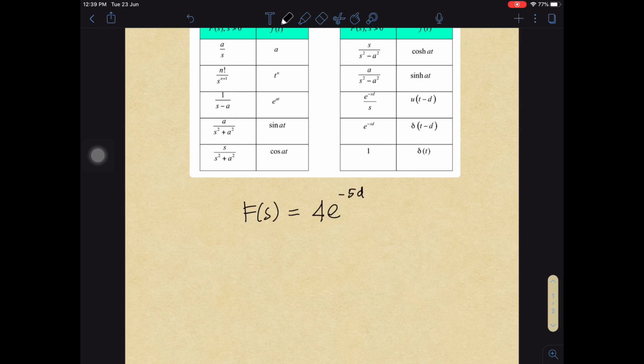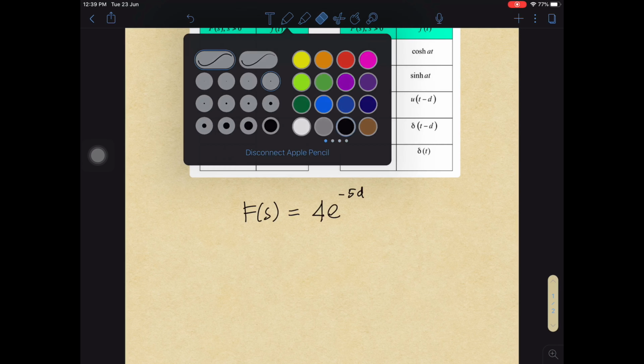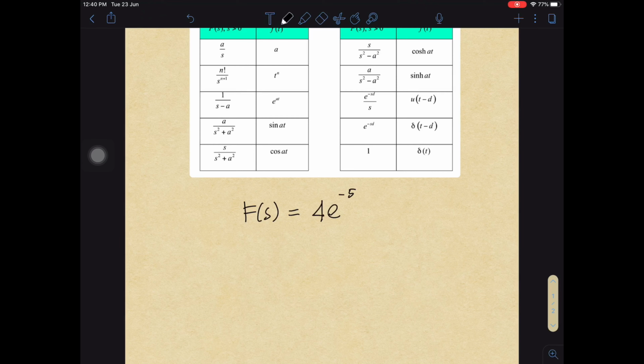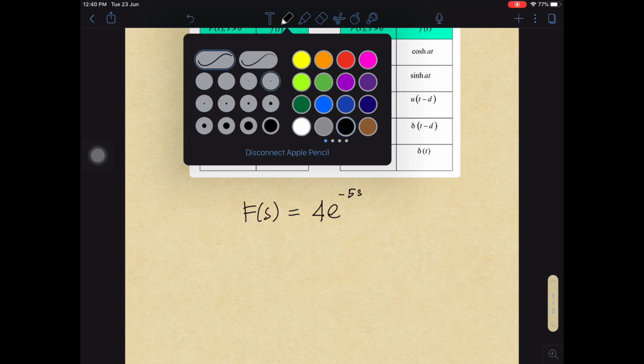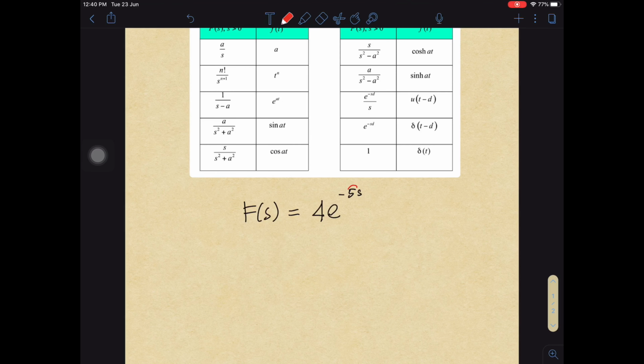For now we only have F(s) in the form of the exponent. When you find this kind of function, you know that this one will be related to f(t) equal to delta(t minus d). So you just need to know what is the value of d. So from this function, let's say you have F(s) equal to 4 e to the power of negative 5s, you can directly see that your d is equal to 5. Your d is here.